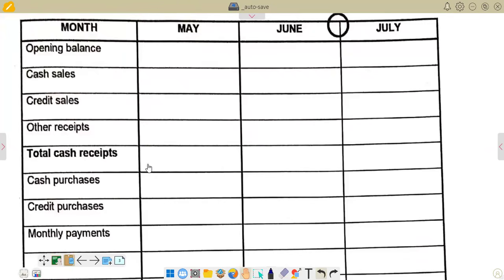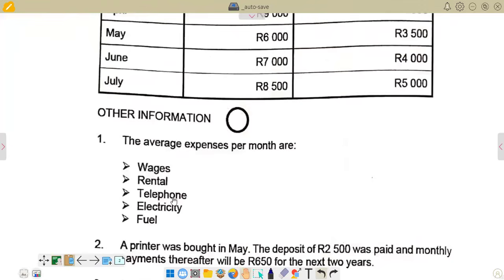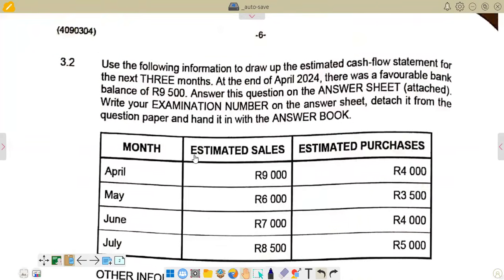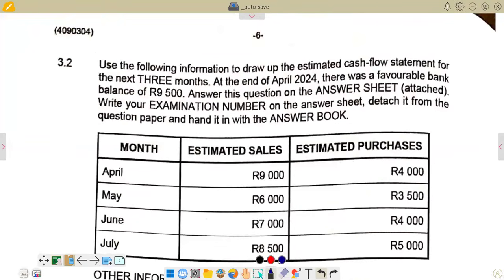This is going to be our answer section, where the 3 months that we are going to be preparing, according to the question, are from May to July. That is May, June, July. Then we start with the opening balance. If you go back, you see that we are given the opening balance at the beginning of the question, 9,500 here. It's a favorable balance. Very important to take note of that.